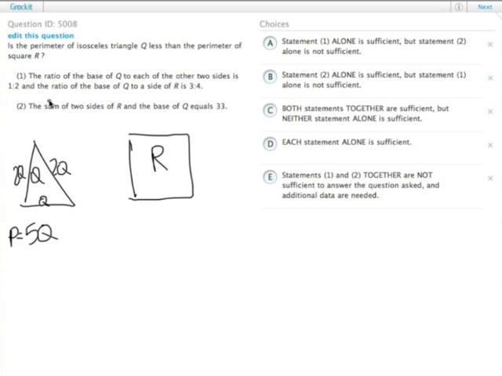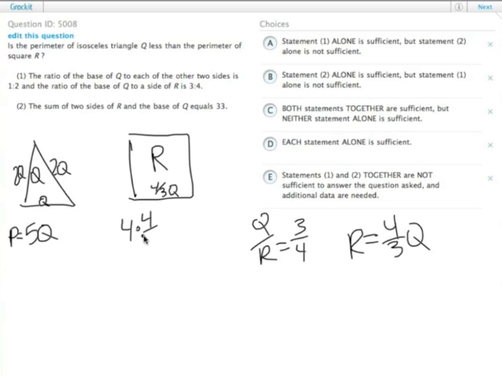And that same statement also says the ratio of the base of Q to the side of R is 3 to 4. So if we know, for example, that Q to R equals 3/4, then we also know that R equals 4/3 Q. So one of these sides is 4/3 Q, and 4 times 4/3 Q equals this perimeter. And 4 times 4/3 equals 16/3 Q.